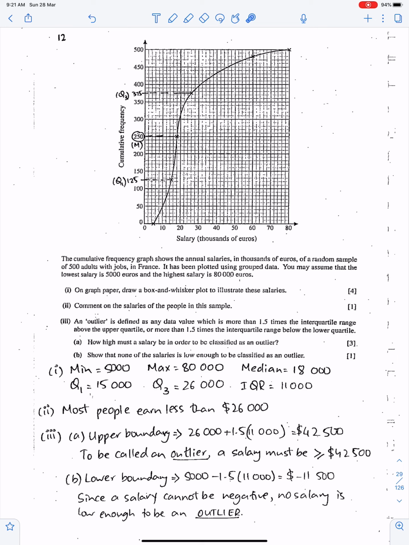We already have done outlier. I told you this is the way to get the lower boundary of outlier, Q1 minus 1.5 IQR, and Q3 plus 1.5 IQR will give you the upper boundary. It's mentioned here: how high must a salary be in order to be classified as an outlier? First check the upper boundary. The upper boundary is 42,500. So to be called an outlier, our salary must be greater than 42,500, to be on the safe side.